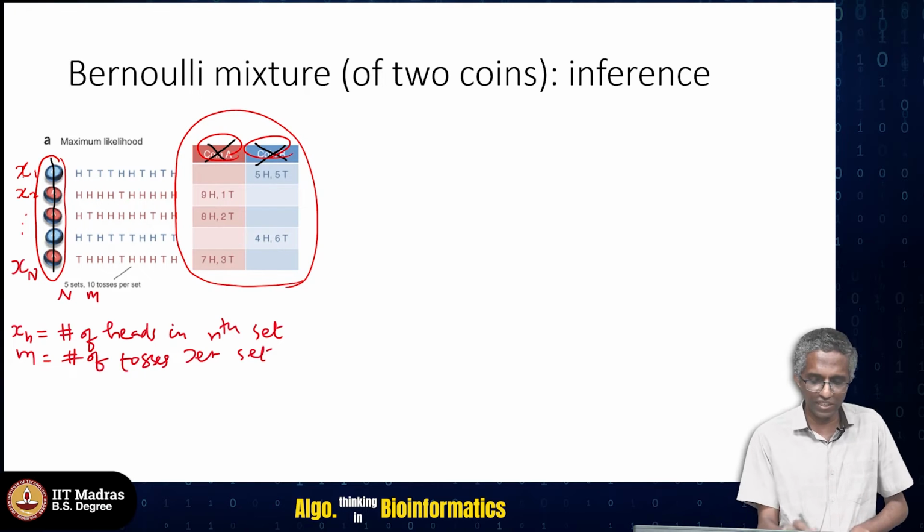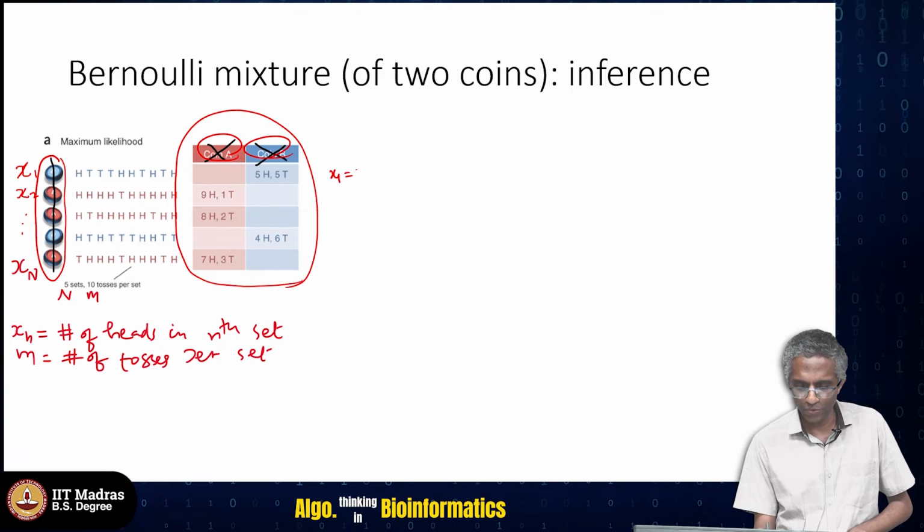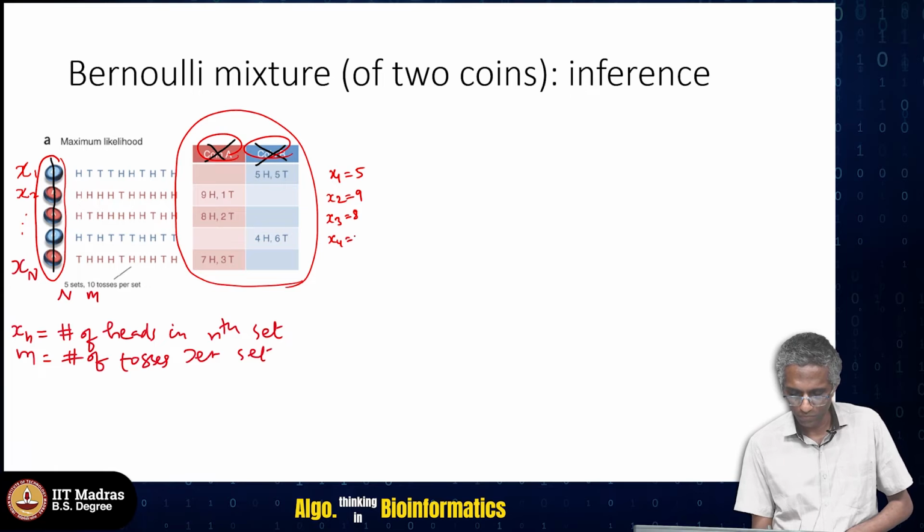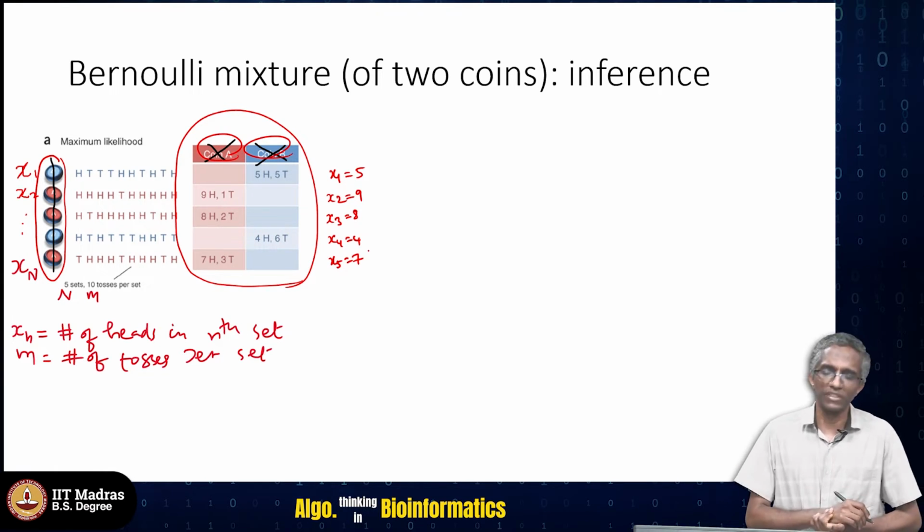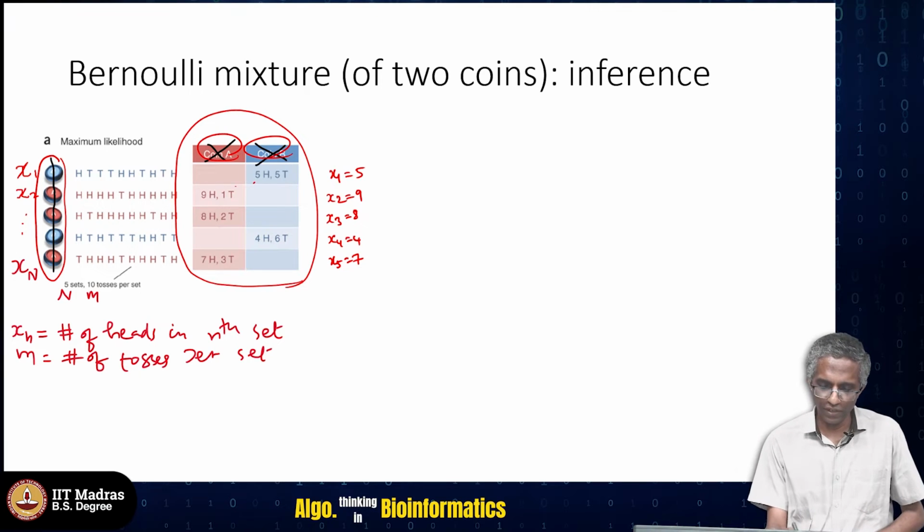You just know that in set 1, x1 is 5. So x1 is the number of heads observed in set 1, x2 is the number of heads observed in set 2, x3 is the number of heads observed in set 3, and so on. All you know is this: the number of heads observed. So 5, 9, 8, 4 and 7.